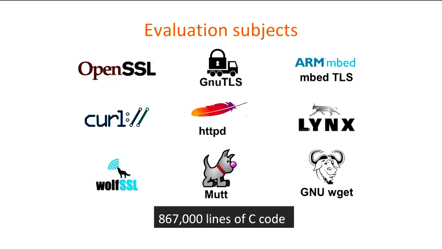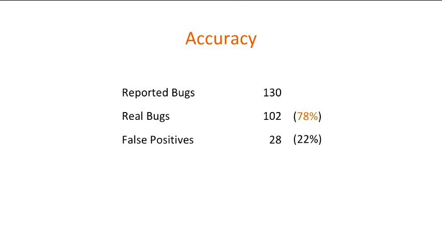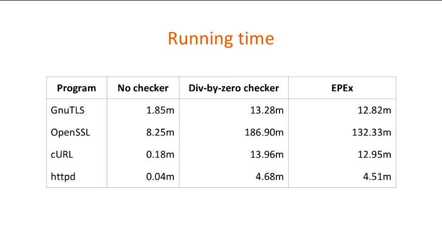We ran EPEx on 867,000 lines of C code. We used EPEx on 9 popular open source software projects. 4 of them are SSL or TLS libraries. The other 5 are applications that use OpenSSL. Here's a brief summary of the results. EPEx reported 132 bugs. Out of those, 102 of them were real, and 28 of them were false positives. That's a precision of 78%. That's it for how precise EPEx is.